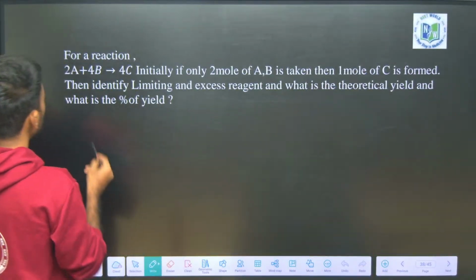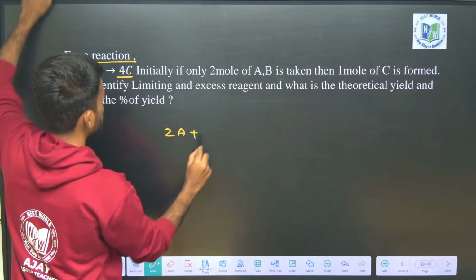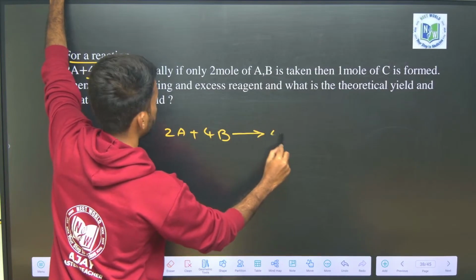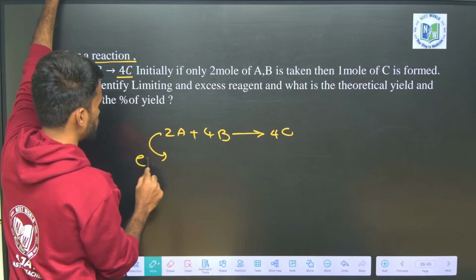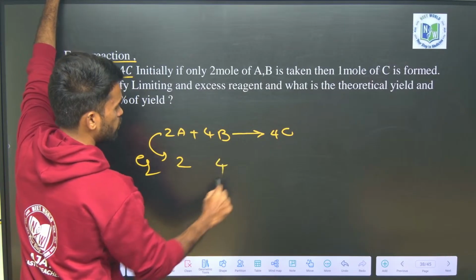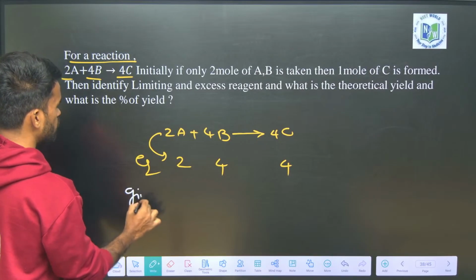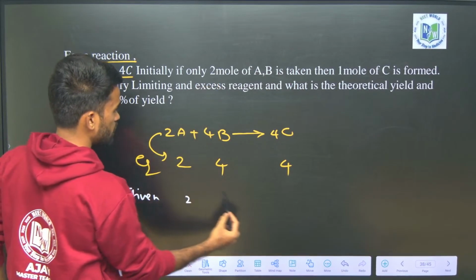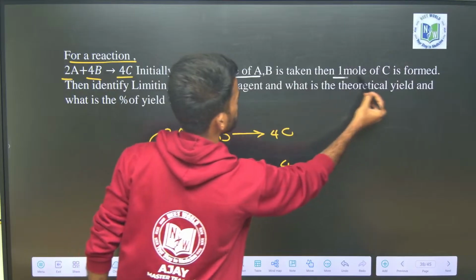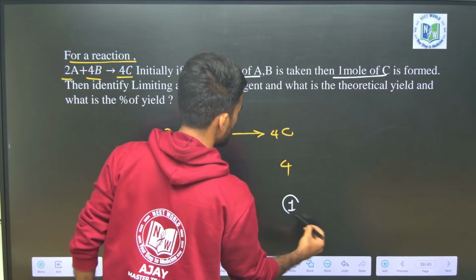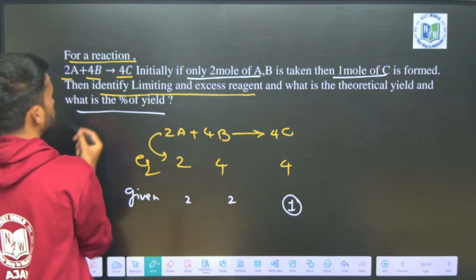See, for a reaction 2A plus 4B forming 4C. Initially 2 moles of A and B are taken. As per the equation, for every 2 moles of A, we require 4 moles of B so that it will form 4 moles of C. What they have given here is 2 moles of A and 2 moles of B taken, and then 1 mole of C is formed. Identify the limiting reagent, the excess reagent, the theoretical yield and the percentage yield.